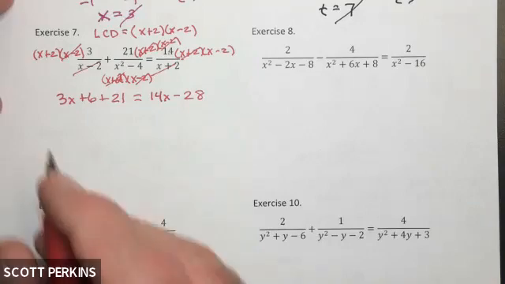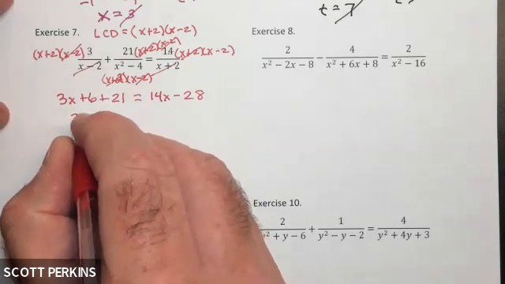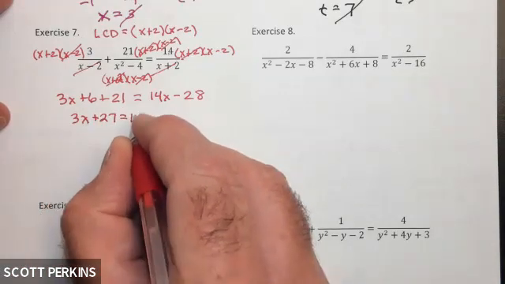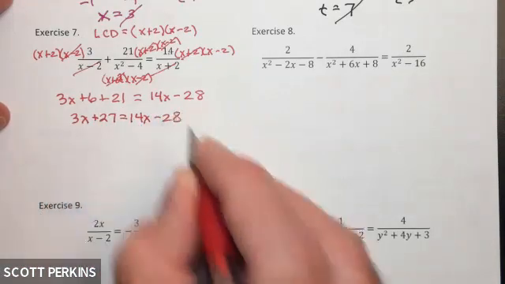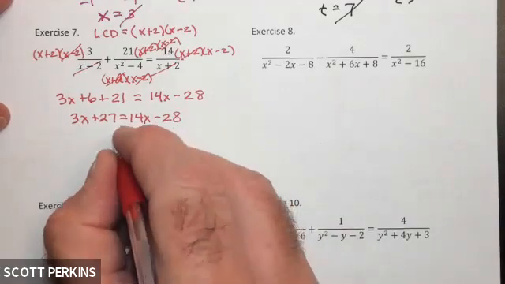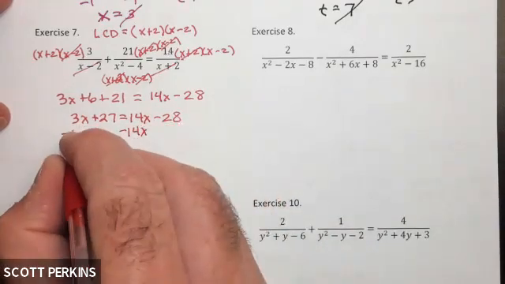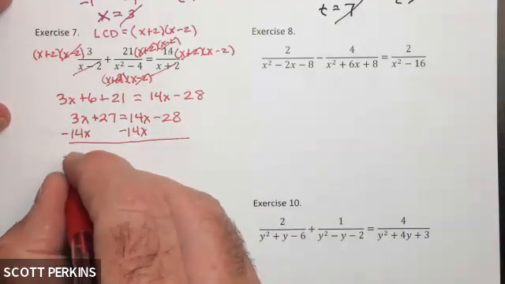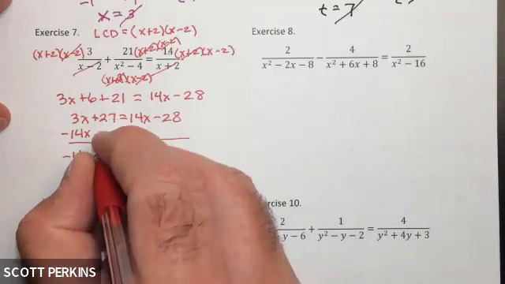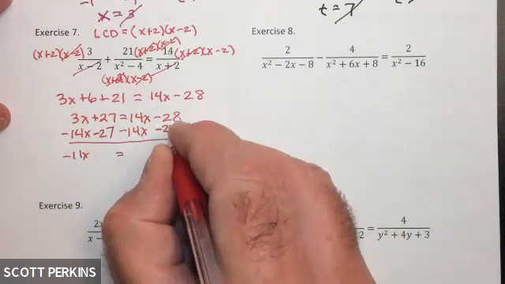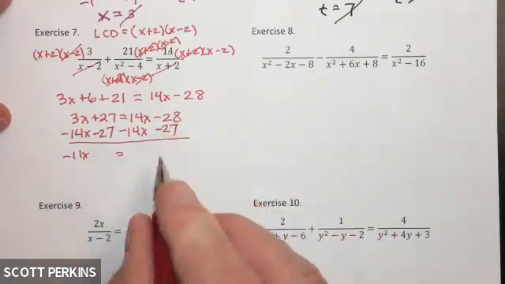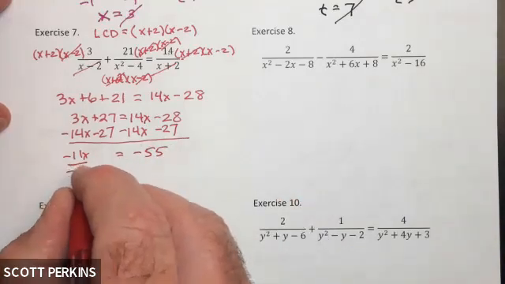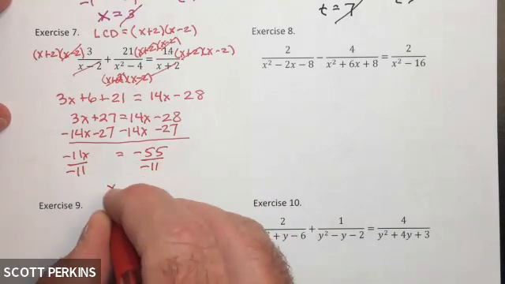All right, well, I hope you're feeling as good as I am today. So 6 plus 21 is 27. Okay, so I'm going to subtract the 14x from both sides. And when I do that, 3x minus 14x is negative 11x. I'm going to subtract the 27 from both sides. And when I do that, negative 28 and negative 27 is negative 55. Divide by the negative 11, and I get x is 5.